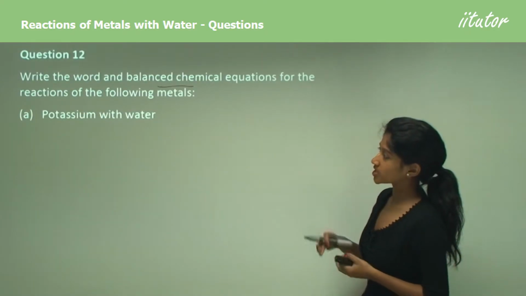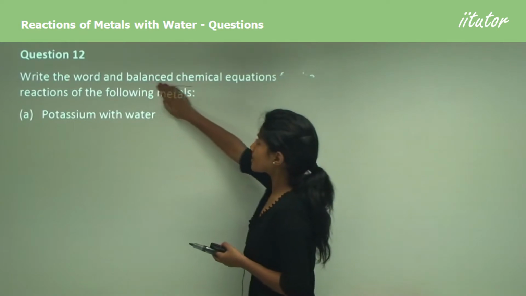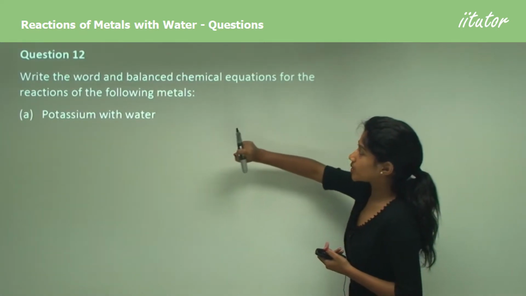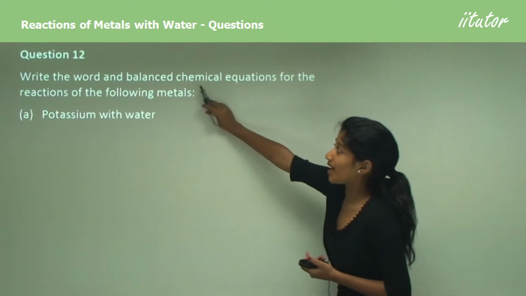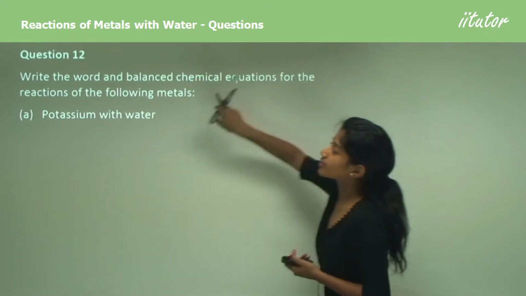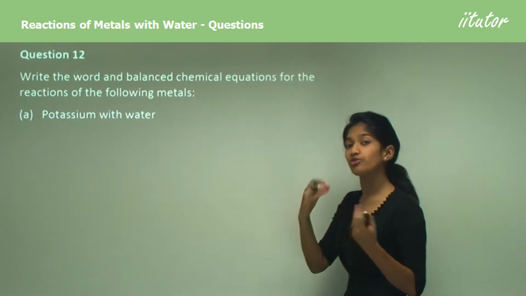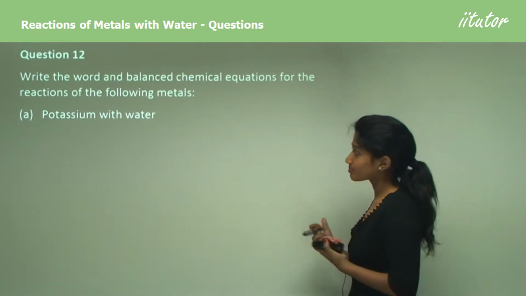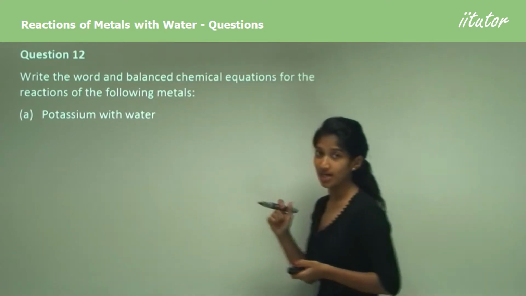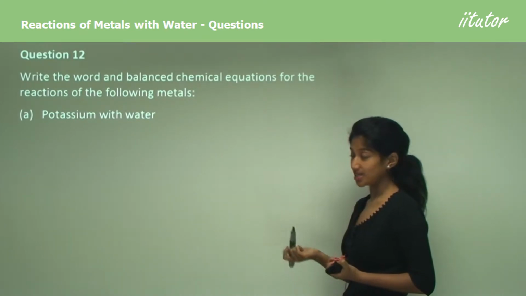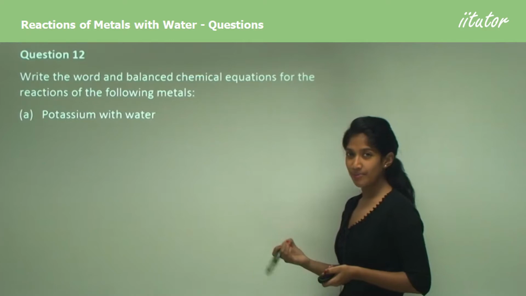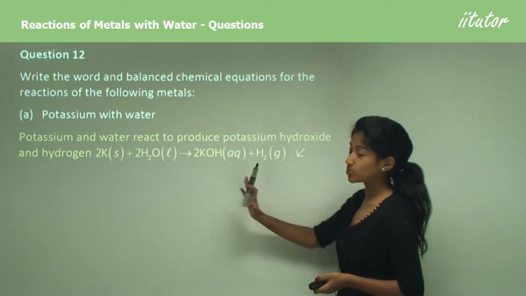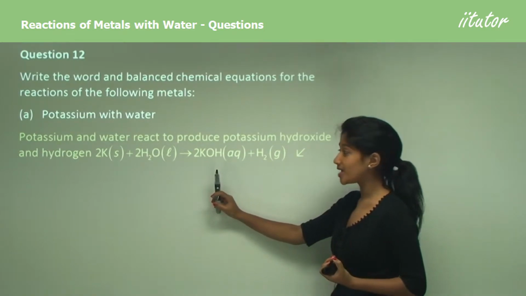Now moving to question 12, we have 3 parts in question 12. The first part asks, write the word equation, and it has to be balanced chemical equation for the reactions of the following. So first you have to write a word equation and then you have to write a balanced chemical equation. We have potassium with water. Now what you remember about potassium is that it's very rapid in reaction. So potassium reacting with water would form potassium hydroxide and hydrogen.